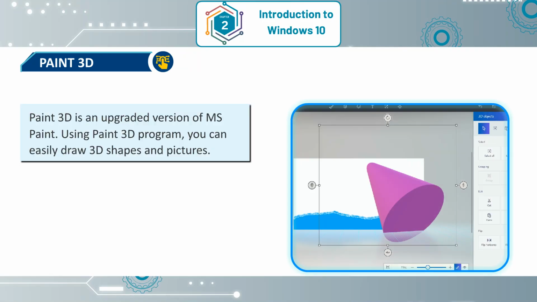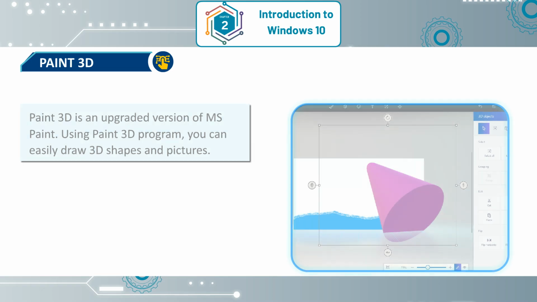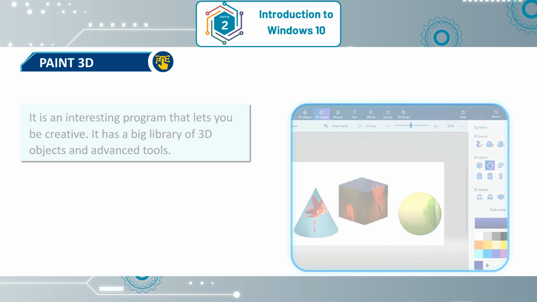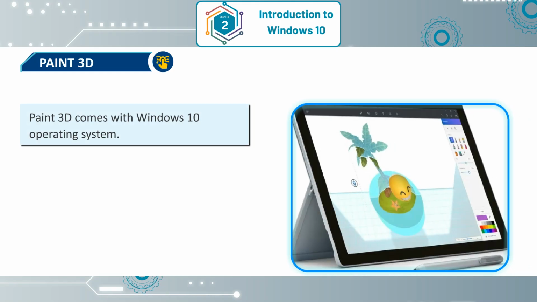Paint 3D. Paint 3D is an upgraded version of MS Paint. Using the Paint 3D program, you can easily draw 3D shapes and pictures. It is an interesting program that lets you be creative. It has a big library of 3D objects and advanced tools. Paint 3D comes with the Windows 10 operating system.